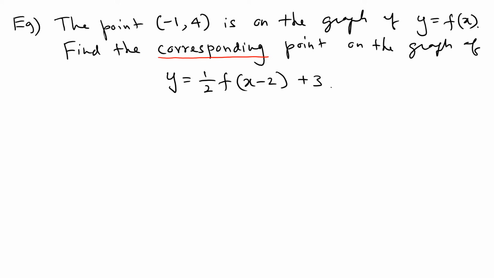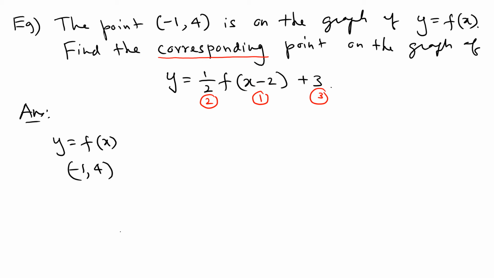So we're going to again go with those steps. What we're going to do is the horizontal shift first, and then the scaling, and then the vertical shift. So let's do it one by one and see where the new point is. So the answer: we're going to start with y equals f(x). So the point is (-1, 4). Now we can apply the first transformation.